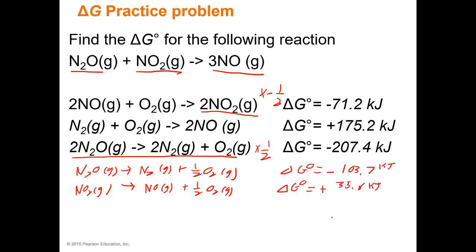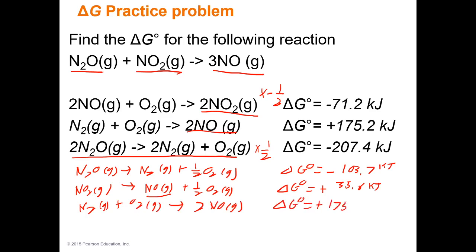Now the last one we're left is the NO. So you'll notice you have one NO in this equation here. You also have 2 right here. 2 plus 1 will give you 3, and they're both on the product sides. They're already on the right side, so I don't need to change equation 2 at all. So I have N2 gas plus O2 gas forms 2 nitrogen monoxide gas. And the delta G naught stays the same for that.